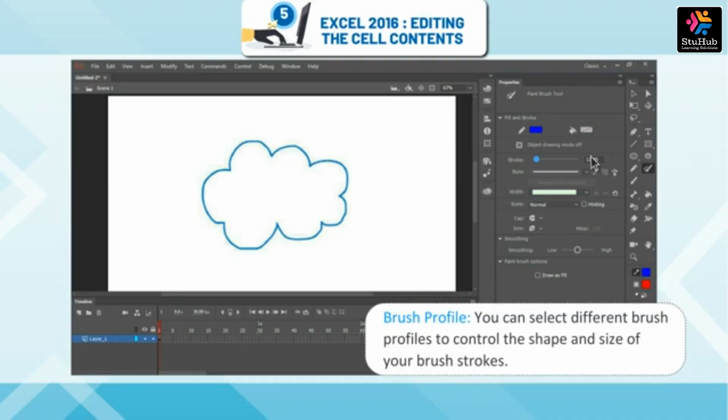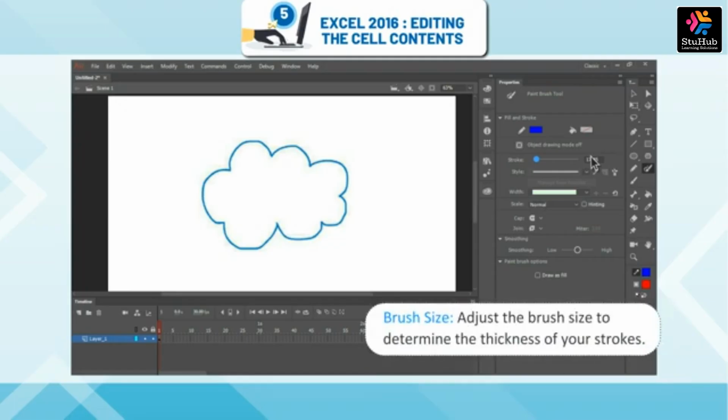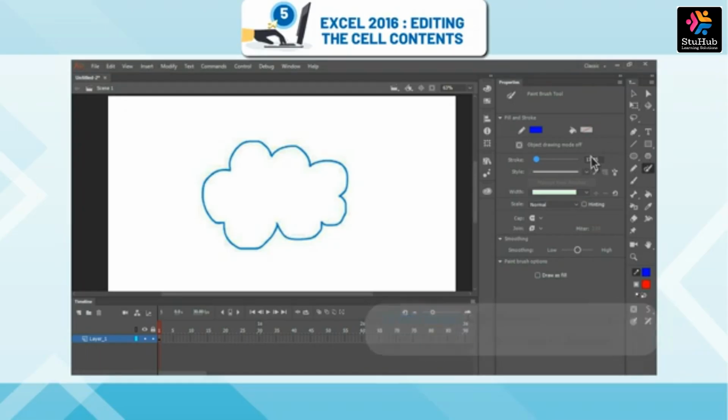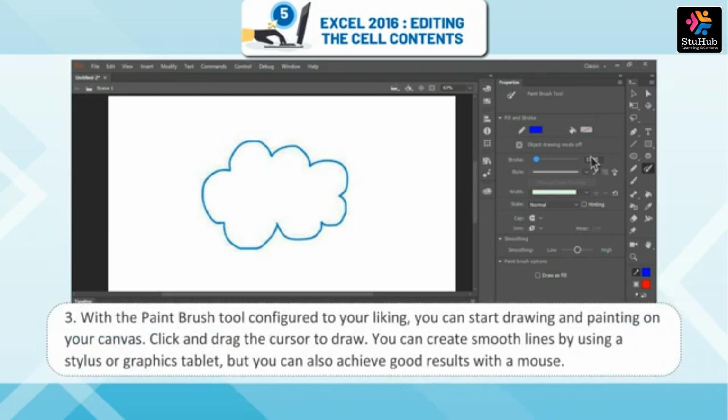Brush profile. You can select different brush profiles to control the shape and size of your brush strokes. Brush size. Adjust the brush size to determine the thickness of your strokes. Brush color. Choose the color you want to use for your brush strokes. With the paint brush tool configured to your liking, you can start drawing and painting on your canvas. Click and drag the cursor to draw. You can create smooth lines by using a stylus or graphics tablet, but you can also achieve good results with a mouse.